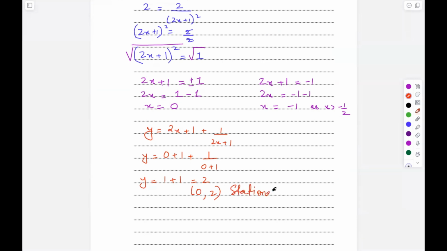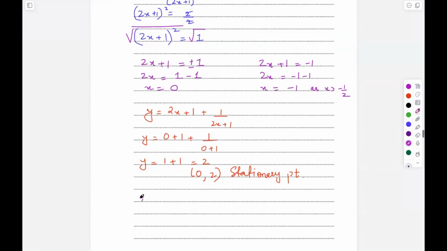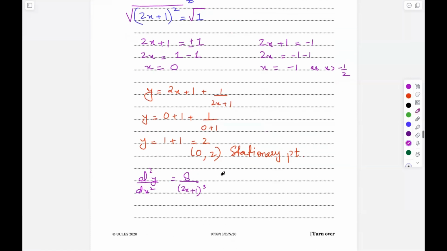And to find the nature of the stationary point, we will substitute this x value 0 into the double derivative. The double derivative that we got in the previous part was equal to 8 upon (2x plus 1) whole cube. Substituting x equals 0 over here, that will become 8 divided by (0 plus 1) whole cube, which is 8 upon 1. As 8 is greater than 0, it means that it will be a minimum point.